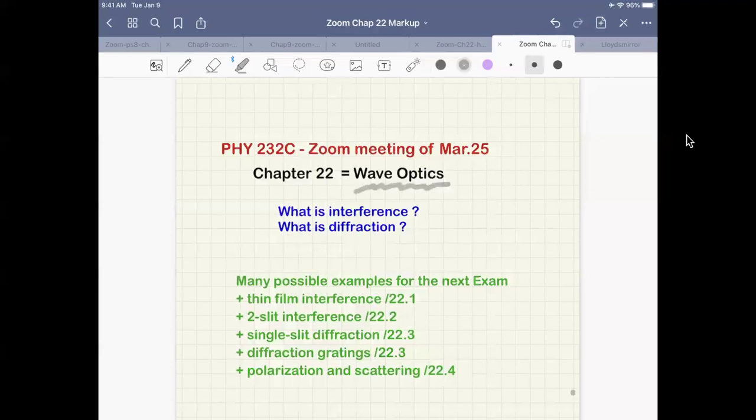Last week was on geometrical optics, where we just described light in terms of rays of light traveling in straight lines unless they hit a boundary of some kind, in which case there can be reflection or refraction or both. Wave optics is different because we take into account the wave nature of light, the fact that light is not just a ray.